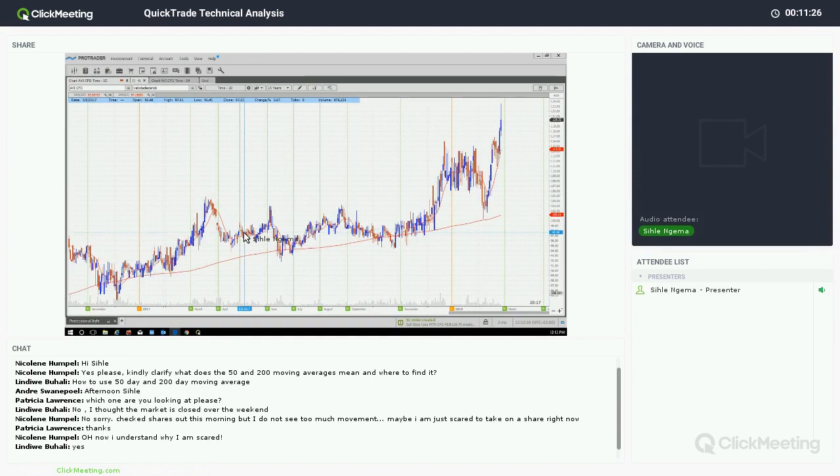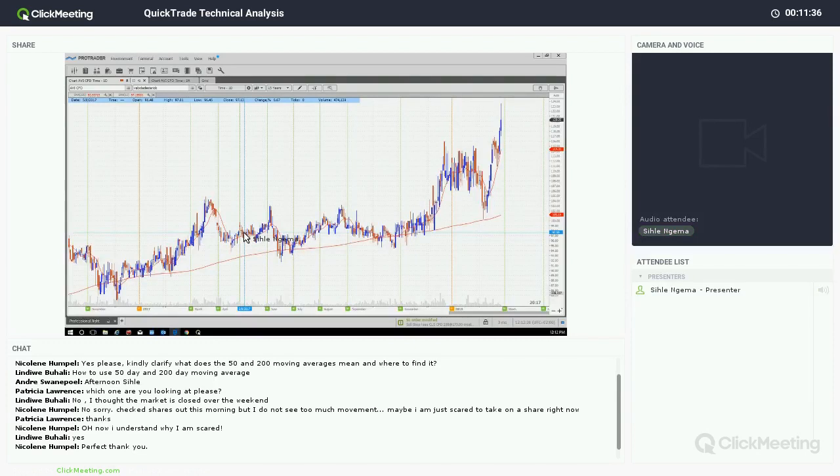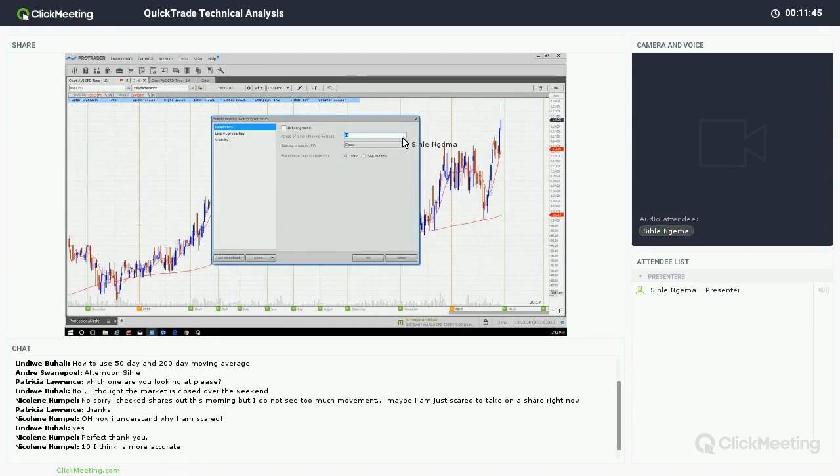You can do that, but I don't want to get you guys confused, because you may end up getting confused by using all these indicators all at once. Okay, now let's remove the 10. Let's change this to 50. You wanted to see the 50.